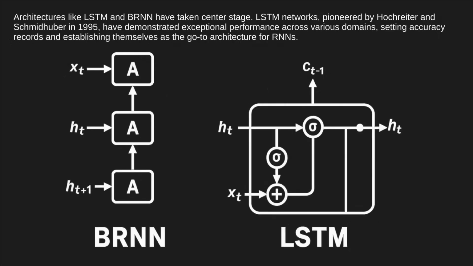Architectures like LSTM and BRNN have taken center stage. LSTM networks, pioneered by Hochreiter and Schmidhuber in 1995, have demonstrated exceptional performance across various domains, setting accuracy records and establishing themselves as the go-to architecture for RNNs.